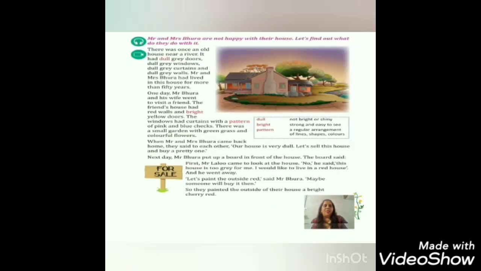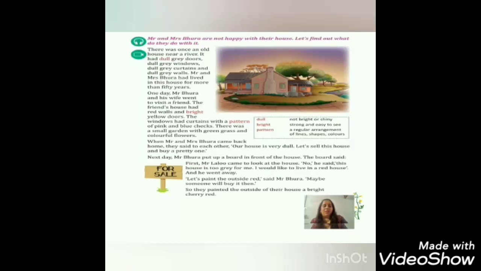Now children, let's start our lesson. In this lesson, Mr. and Mrs. Bura are not happy with their house. Let's find out what they do with it. There was once an old house near a river. It had dull grey doors, dull grey windows, dull grey curtains and dull grey walls.